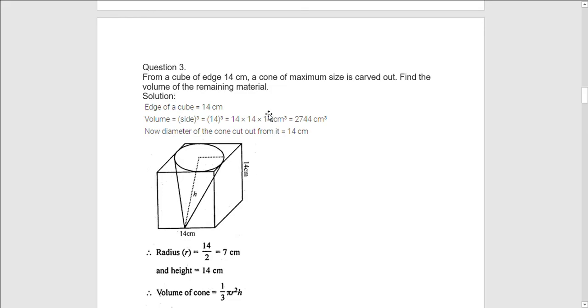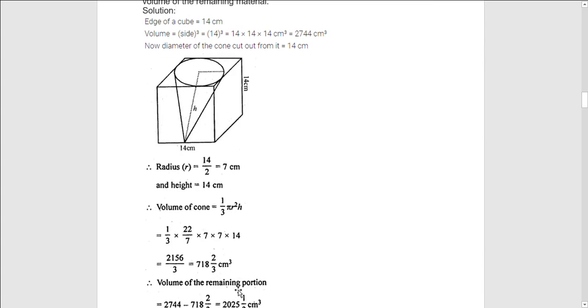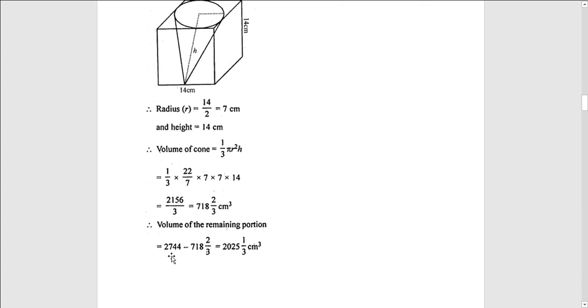What is asked? Remaining material. And the cone is carved out from where? From the cube. So how much volume of the material is left? Volume of cube minus volume of cone. So what is the formula for the volume of cone? 1 by 3 pi r square h. Let's see. Volume of the cube, a cube, minus volume of the cone, this much. Calculation is needed here on the right side. I hope you can do it.